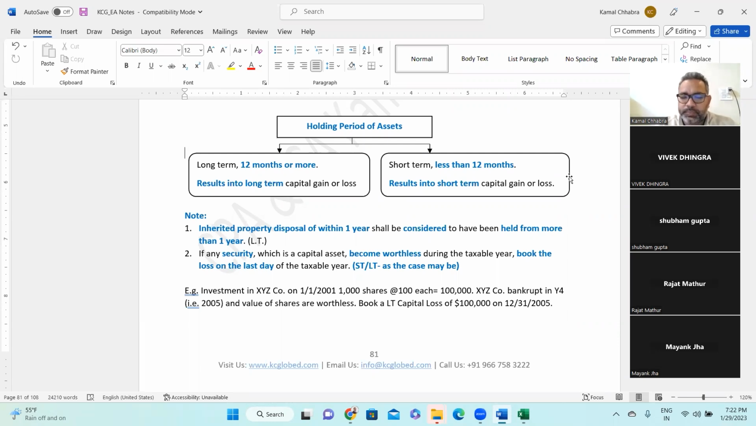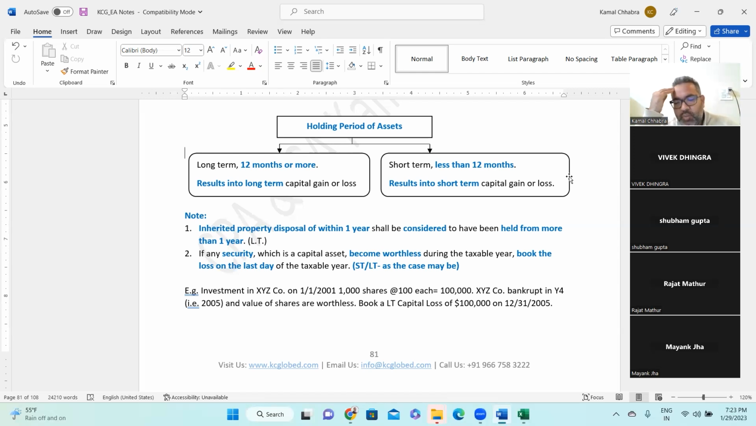Any doubt here? No. So sir, for example, if you have made an investment in XYZ Limited on 1st January 2001 by purchasing 1,000 shares of $100 each. That means you have made an investment of $100,000 on 1st January 2001. XYZ company got bankrupt in year 4, that is 2005, and the value of the shares is worthless.